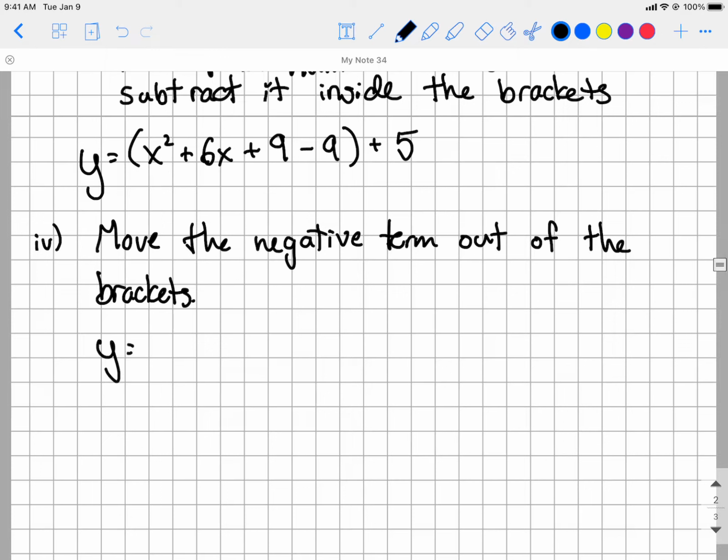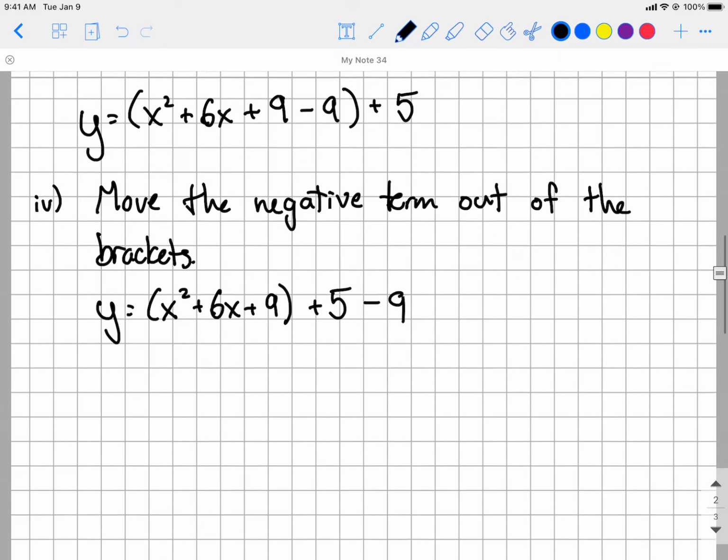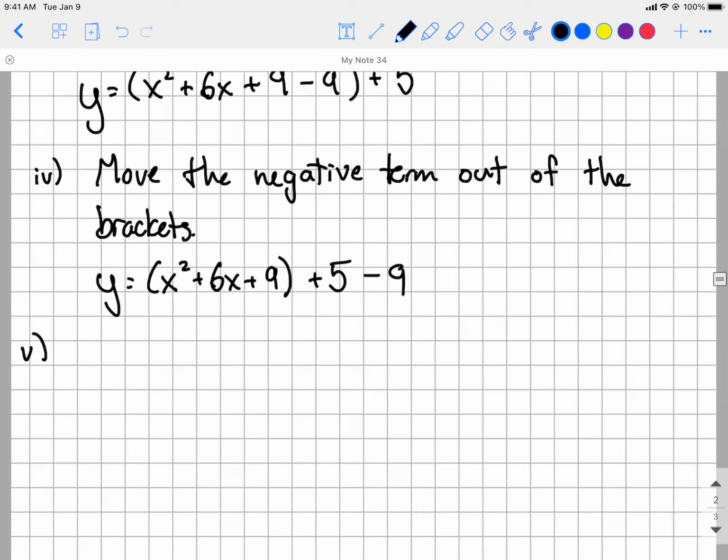So here we've got y equals x squared plus 6x plus 9, and then plus 5, and we've moved the minus 9 out. So things are starting to shape up. We're almost done. Step 5 is we factor the brackets. So you did a lot of factoring last year, and hopefully you recognize that x squared plus 6x plus 9 is a perfect square.